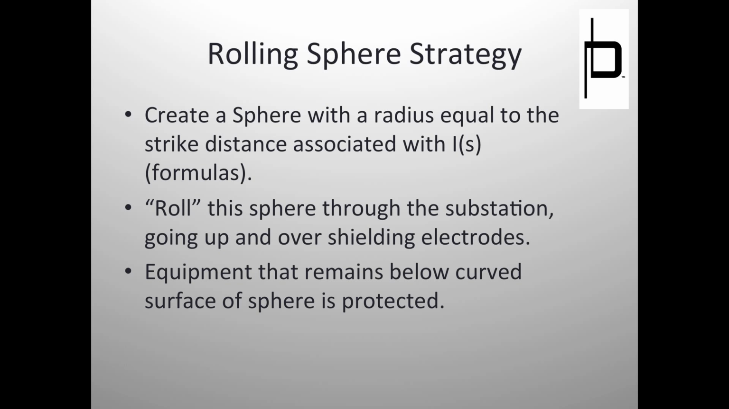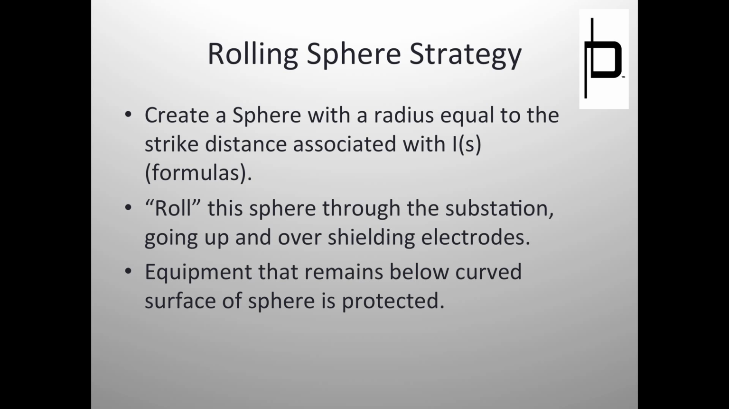No. All right. So the strategy of the rolling sphere method, the whole idea behind it, is to create a sphere with the radius equal to the strike distance that was associated with IS. We'll talk about how to get IS in a little bit, but we create a sphere, and then we roll that sphere through the substation. We go up and down, and every time we hit a shielding electrode, every time we hit something that's safe to strike, we go up and over it.